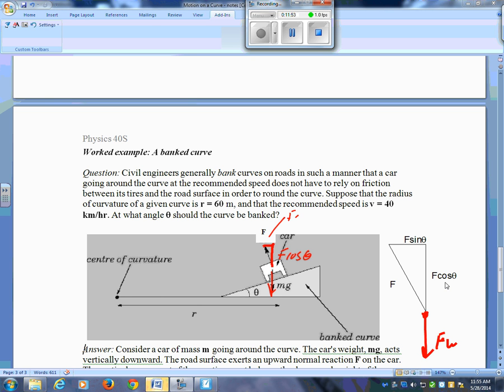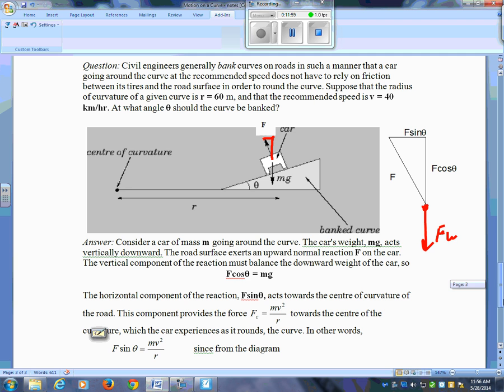All right. Consider a car of mass m going around a curve. The car's weight mg acts vertically downward. The road surface exerts an upward normal force F on the car. This is the normal force. The normal force is always perpendicular to the road surface. So you'll notice here that the normal force is not equivalent to the weight force. That's only true if it's a level surface. The vertical component of the reaction must balance the downward weight of the car. So this F cos theta right here has to equal mg.